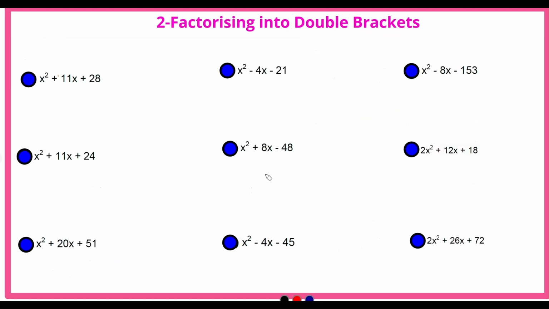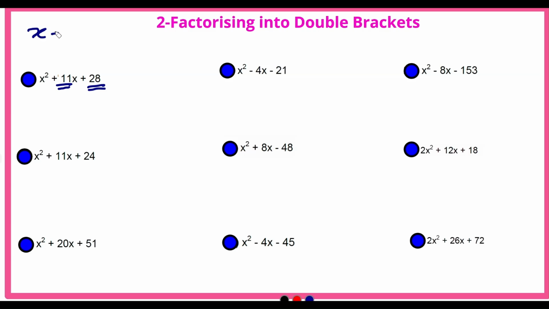Factorizing into double brackets, always look for the highest common factor. If it's not there, you need to use the rule that this is the product and this is the sum. I assume that you know how to expand. So let us go over expanding quickly.